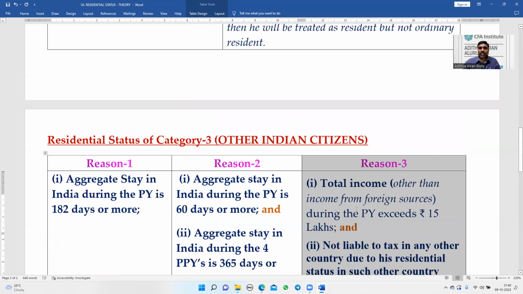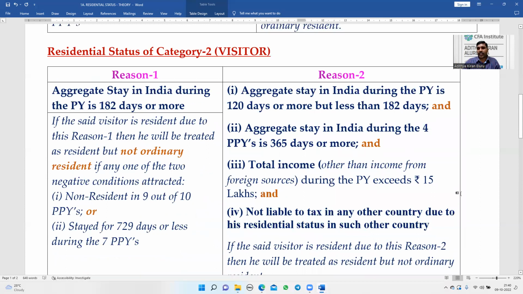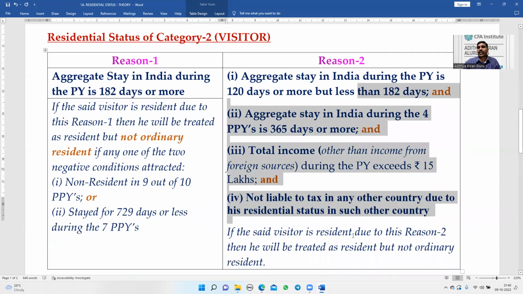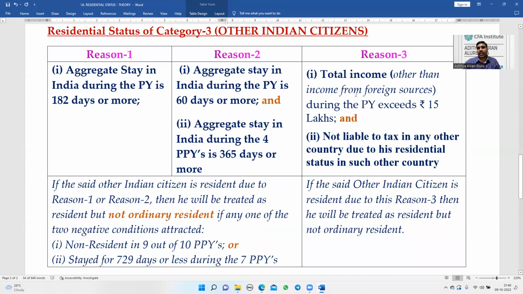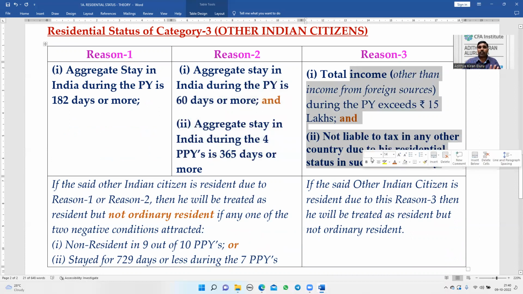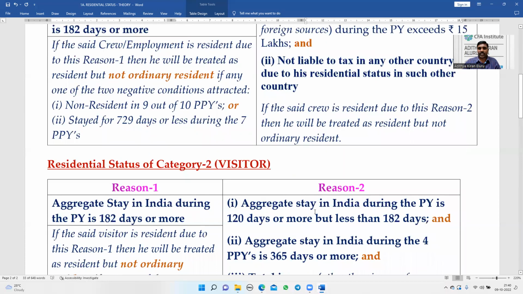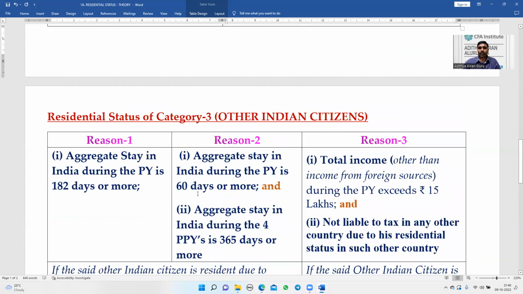And what is the difference between category 2 and category 3? In category 2, all the four conditions must be satisfied at a time. In category 3, the two conditions are separate. If these two conditions are satisfied, fine. Or if these other two conditions are satisfied, that's also fine. But the difference here is that it is 120 days in one and 60 days in the other.